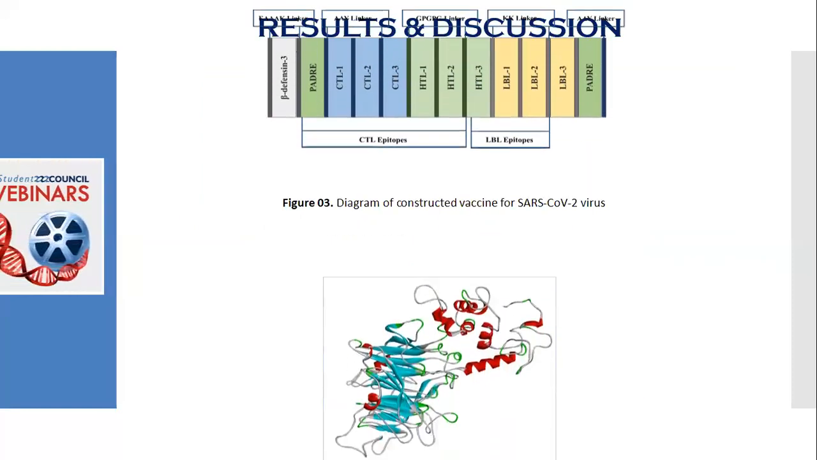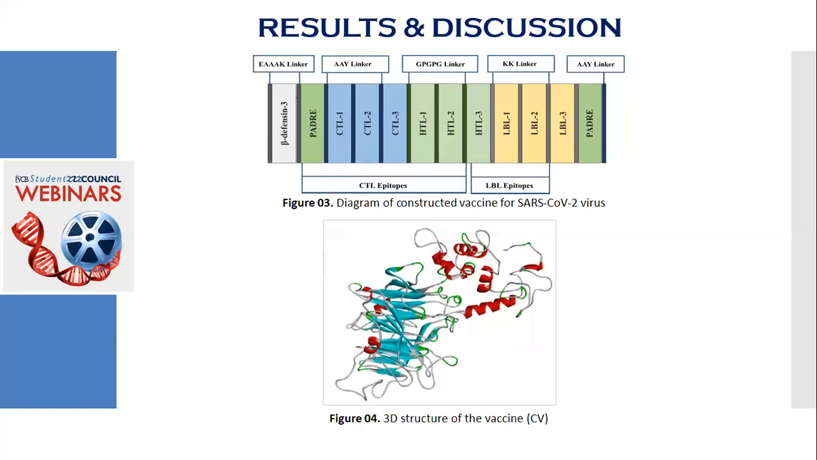The vaccine has been constructed using the best selected epitopes, as I have mentioned previously, which could be used to fight against the selected viral strains effectively. Beta defensin 3 was used as an adjuvant, and the PADRE sequence was also used for the vaccine construction to increase its efficacy. Three linkers were also used at their appropriate positions while conjugating the epitopes to form the vaccine.